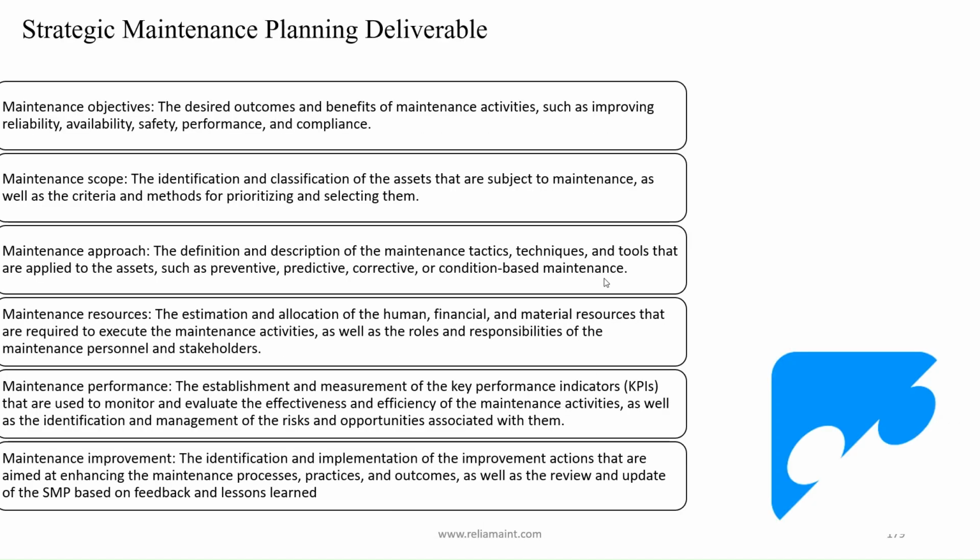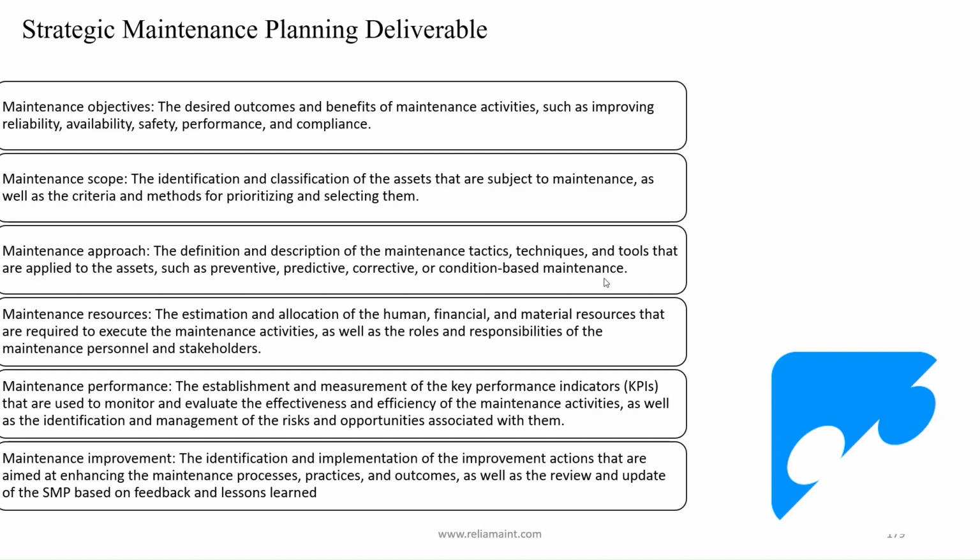Strategic maintenance planning deliverable. Maintenance objectives: the desired outcomes and benefits of maintenance activities, such as improving reliability, availability, safety, performance, and compliance. Maintenance scope: the identification and classification of the assets that are subject to maintenance, as well as the criteria and methods for prioritizing and selecting them. Maintenance approach: the definition and description of the maintenance tactics, techniques, and tools that are applied to the assets, such as preventive, predictive, corrective, or condition-based maintenance.